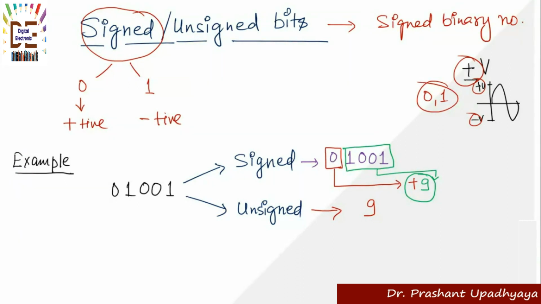Okay, it is not a positive 9, it is only a 9. When I give you a signed number and then ask whether this is a 9 or a positive 9, then it is a positive. So let's take another example. I will take one more example.